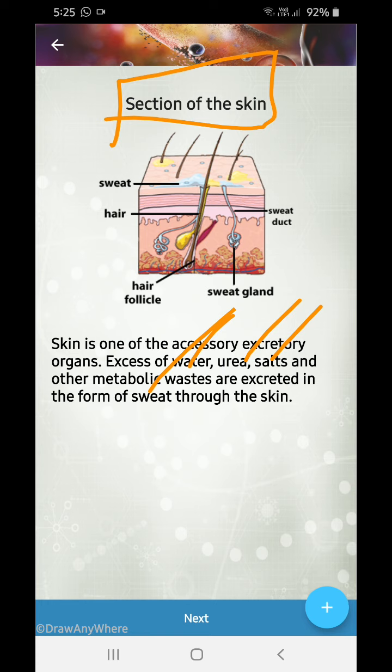See what happens? The hair follicles are there. You can see hair in your skin. The hair follicle is situated at the bottom, and the sweat gland just beside that, and the sweat duct is over here. So what happens is all the unwanted substances are produced over here and they come out through the sweat.